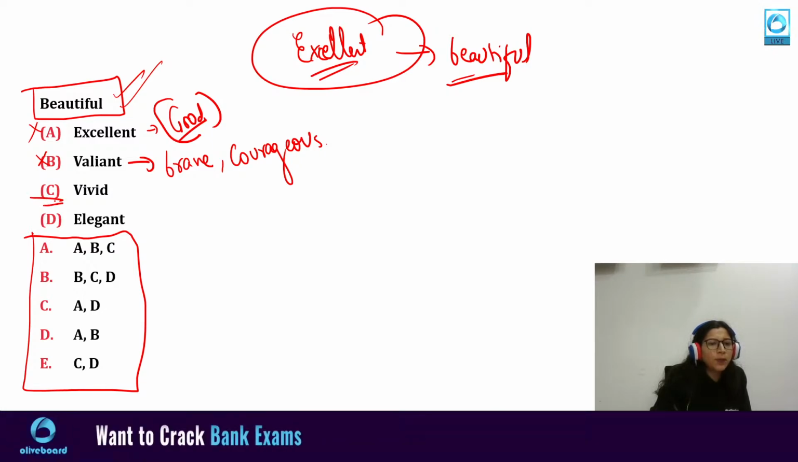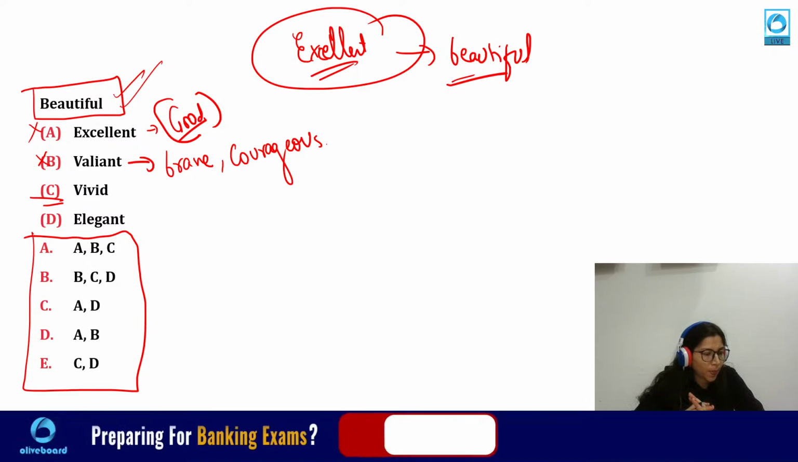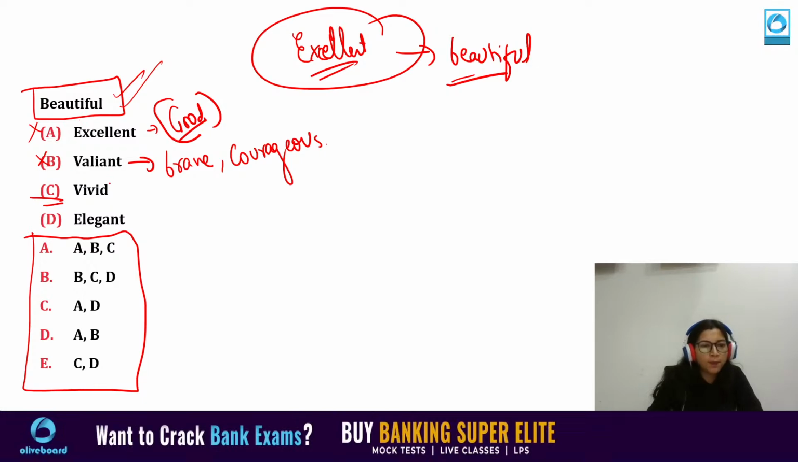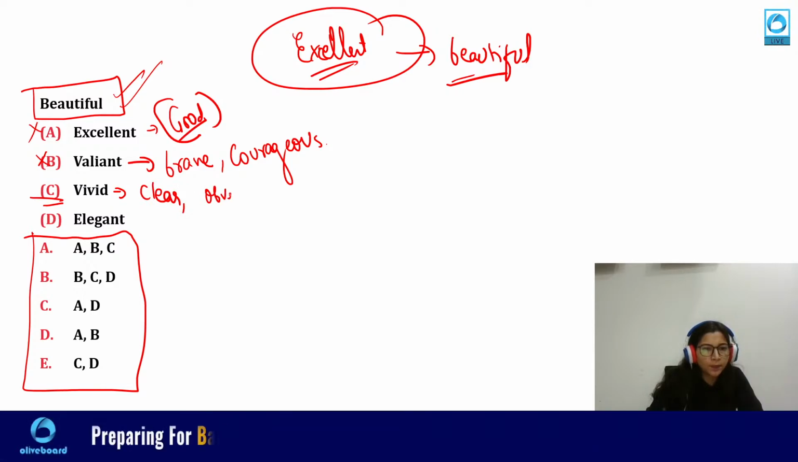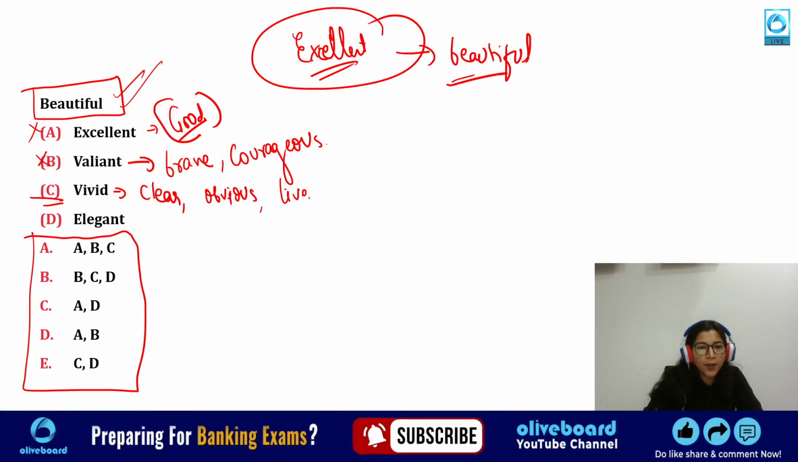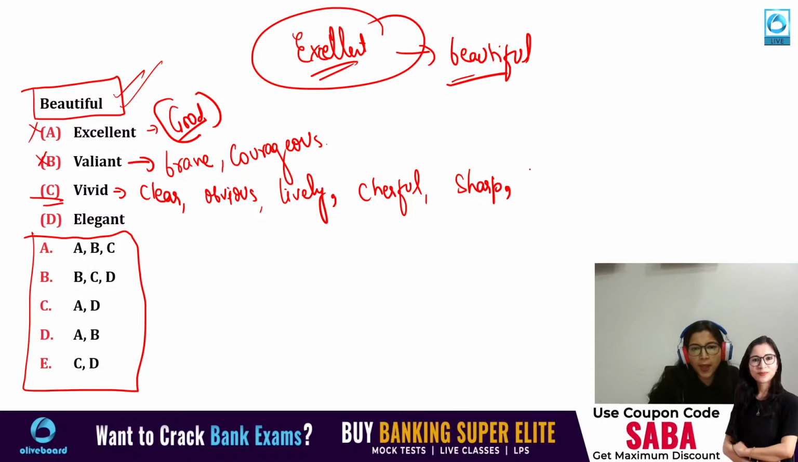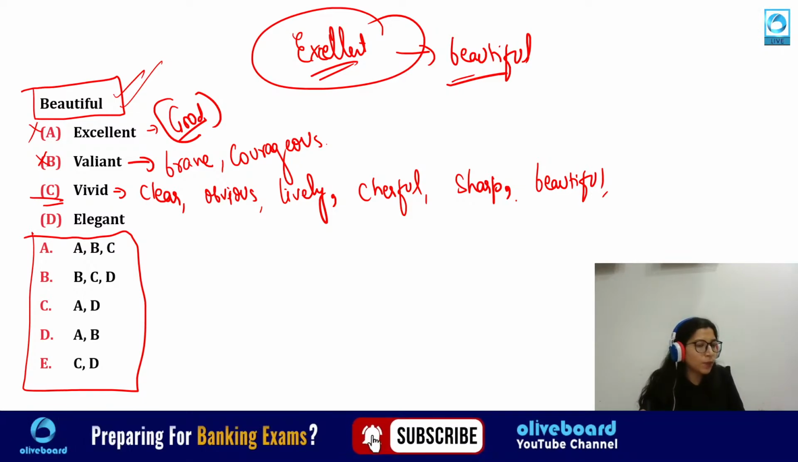Now, vivid. Does anyone know the meaning of the word vivid? Vivid has multiple meanings, so many usages. Anyone who can tell me the meaning of vivid? See, the word vivid can mean exact, clear also. Obvious, clear, vivid can mean. It can also mean lively. It can also mean cheerful. It can also mean sharp. It can also mean like this, beautiful, exciting. All these can be the synonyms of vivid.